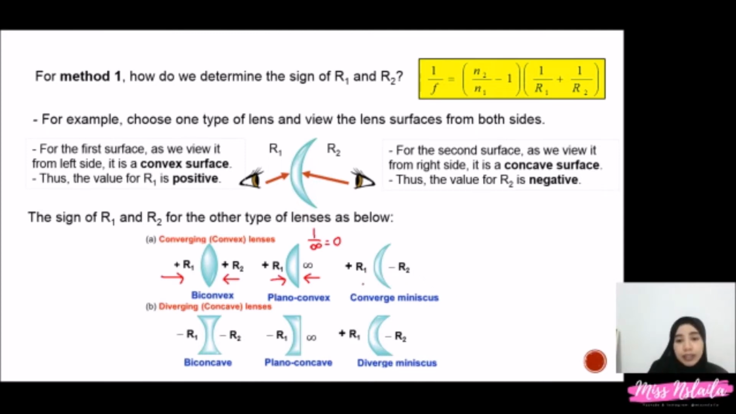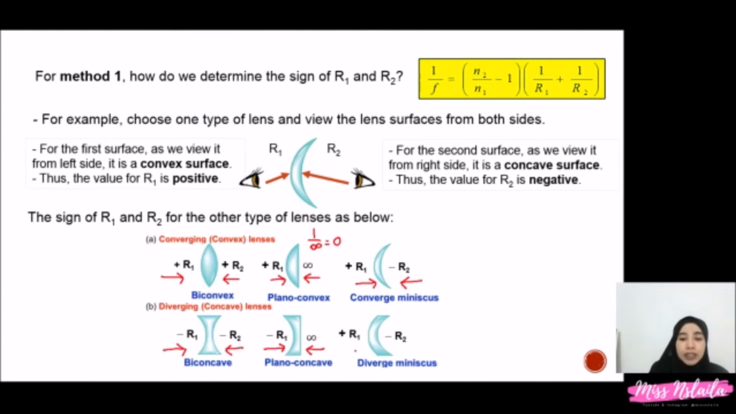For the converging meniscus, if we look from this side, it's convex, so positive. For R2, we look from this side, it will be a concave surface, so negative. Next, for the concave or diverging lens, first we look from this side, it's concave, so it's negative. Then for the second surface, we look from this side, it's also concave from your eyes, so it will be negative. Plano-concave: when we look from this side, it's concave, so it will be negative. And this one is flat, so it will be infinity.